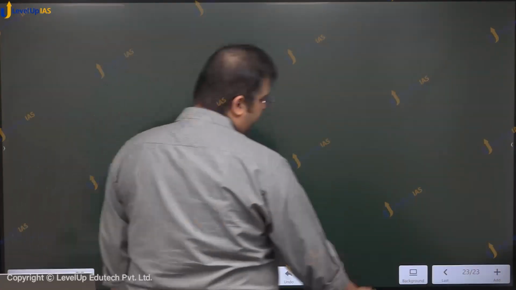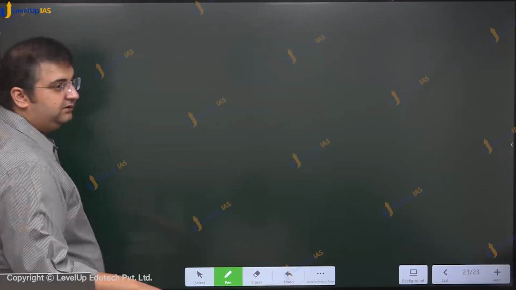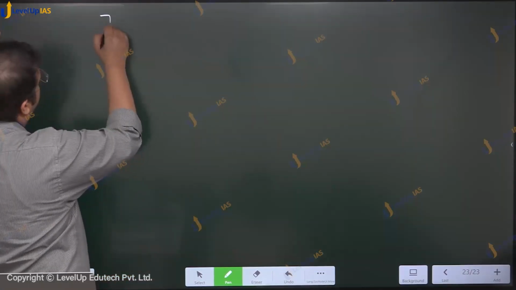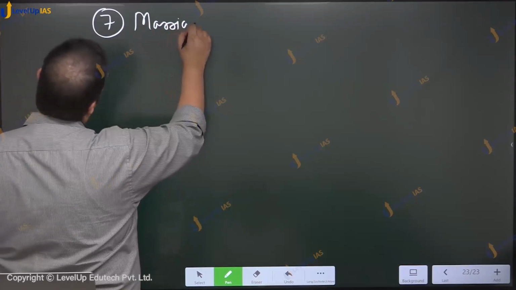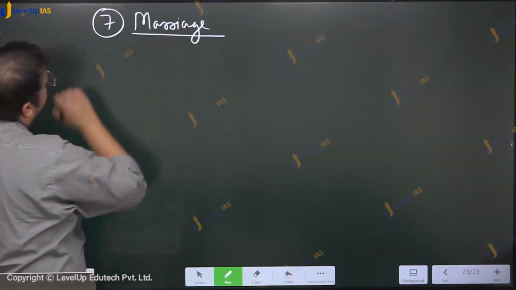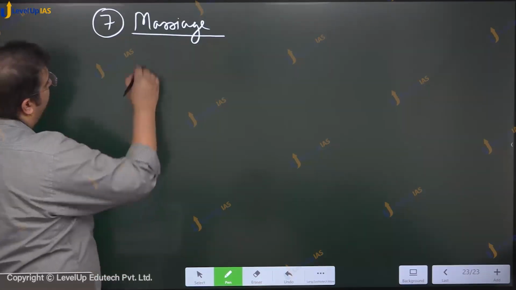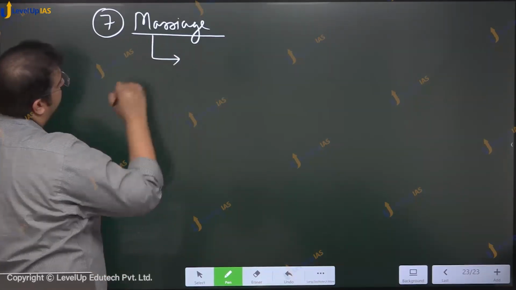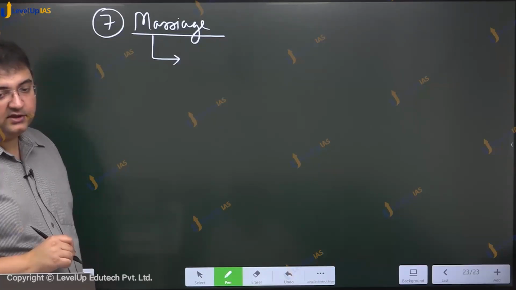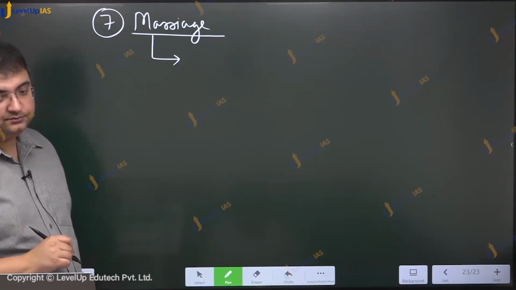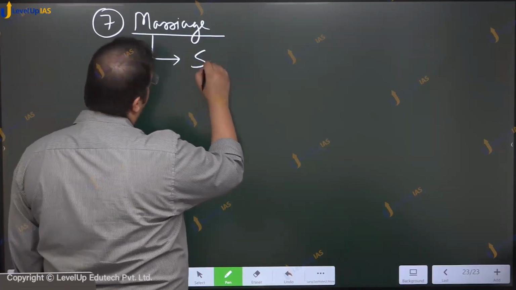नेक्स्ट कितने एस्पेक्ट्स हुए? 5. मैरिज 5th था, 6th. वुमेन 6th था, तो मैरिज 7th. What was the nature of the institution of marriage? Was it a legal contract or was it considered to be a sacred bond? Sacred bond. So it was a sacrament.